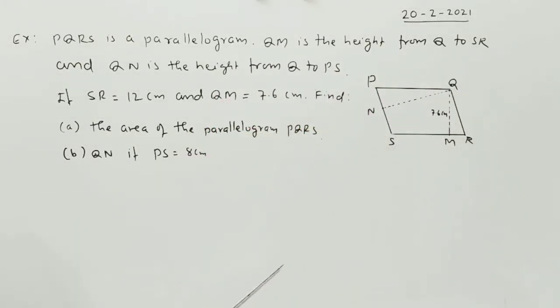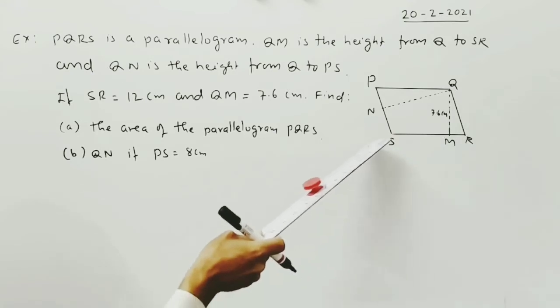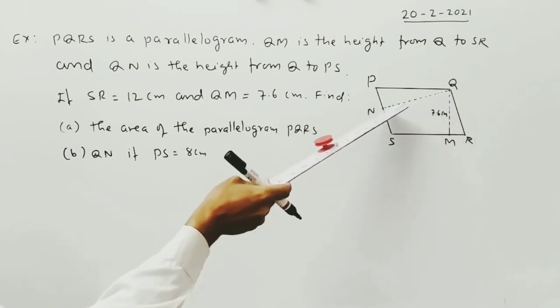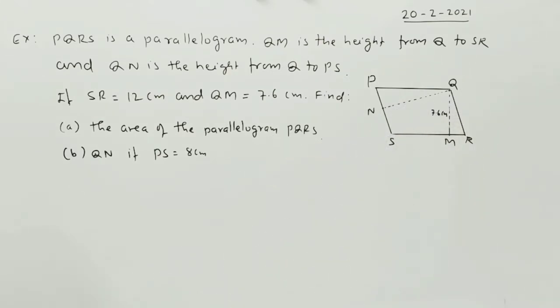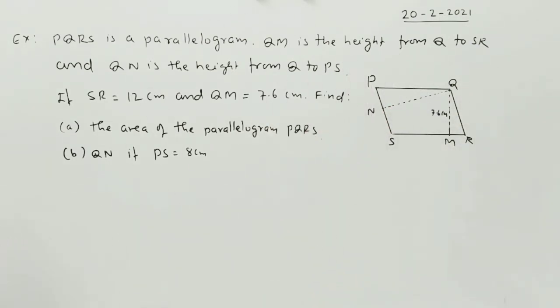PQRS is a parallelogram. QM is the height from Q to SR, and QN is the height from Q to PS. If SR is equal to 12 centimeter and QM is equal to 7.6 centimeter, find A, the area of the parallelogram PQRS, B, QN if PS is equal to 8 centimeter.